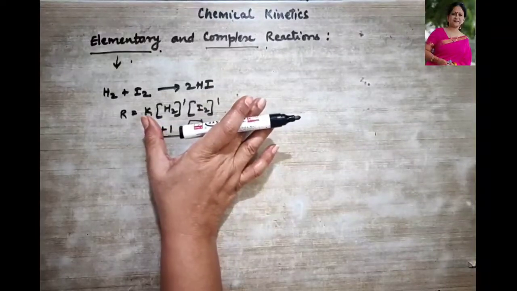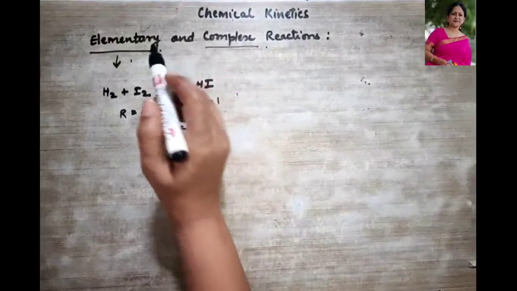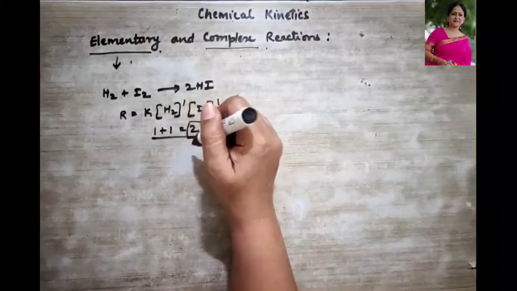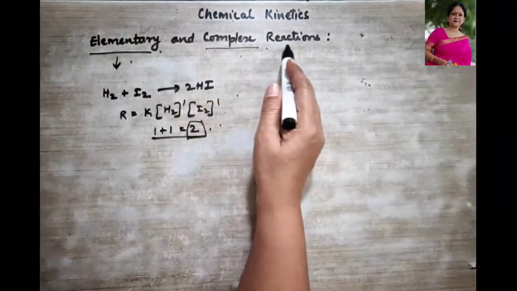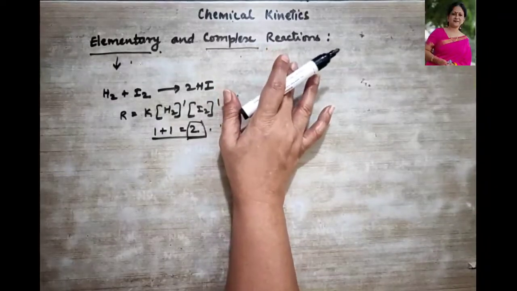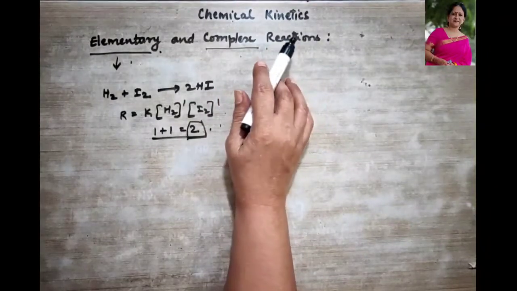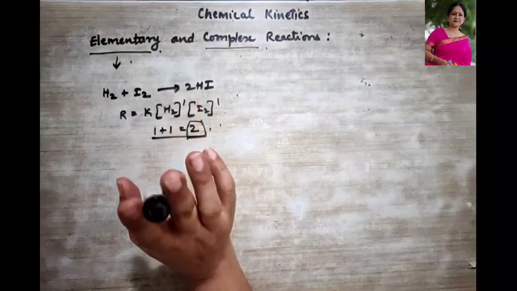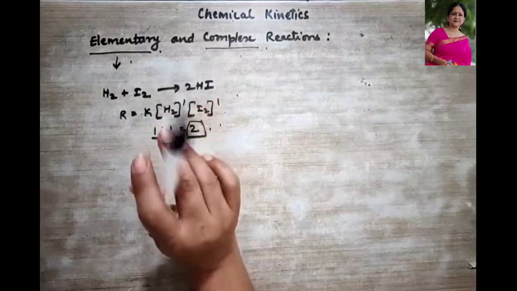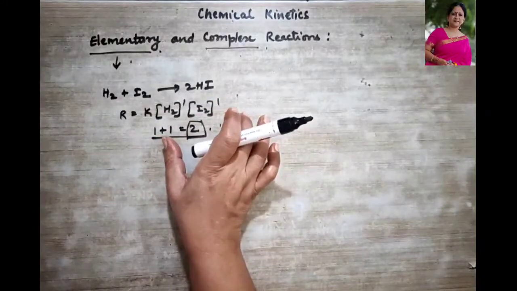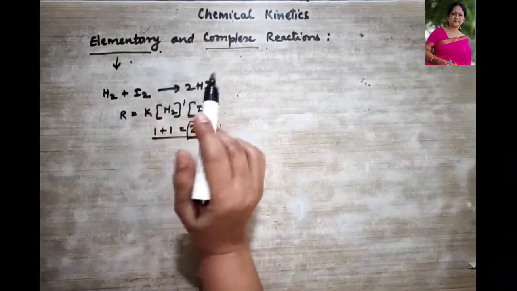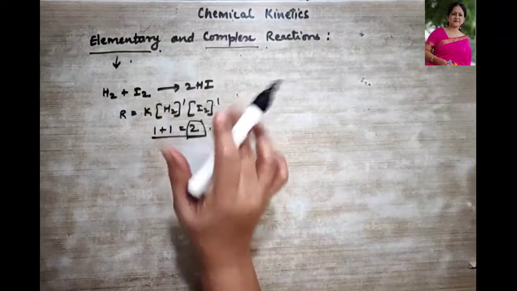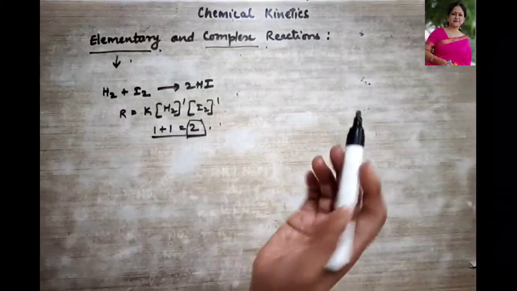So try to understand the difference between elementary and complex reaction. And this was the example of elementary reaction. Just now I will give you examples for complex reaction also. As I told you, elementary reactions are the reactions which take place in just one step, right? For such reactions, order of reaction is always equal to the molecularity, which is represented by a balanced equation.